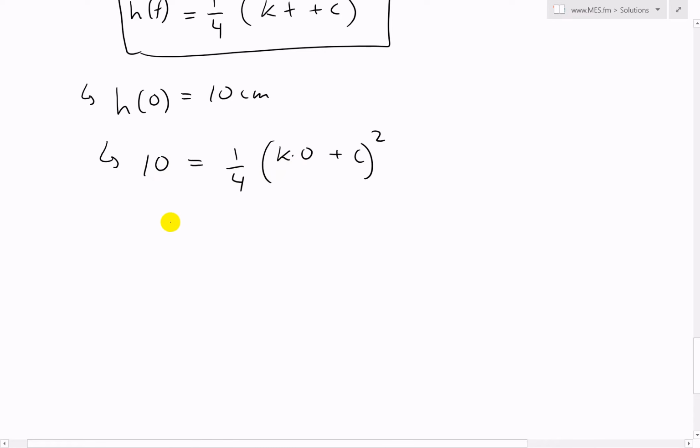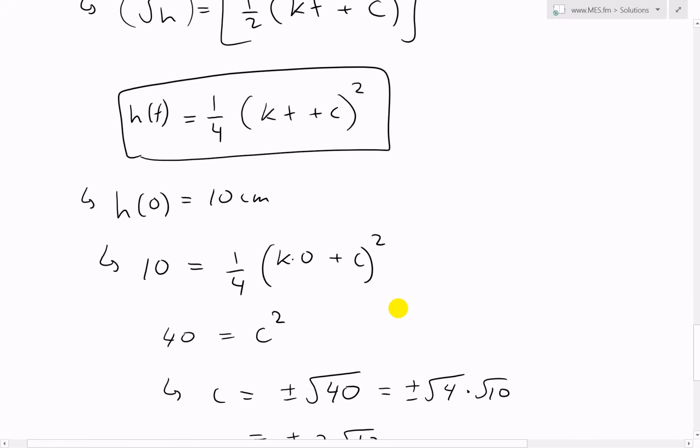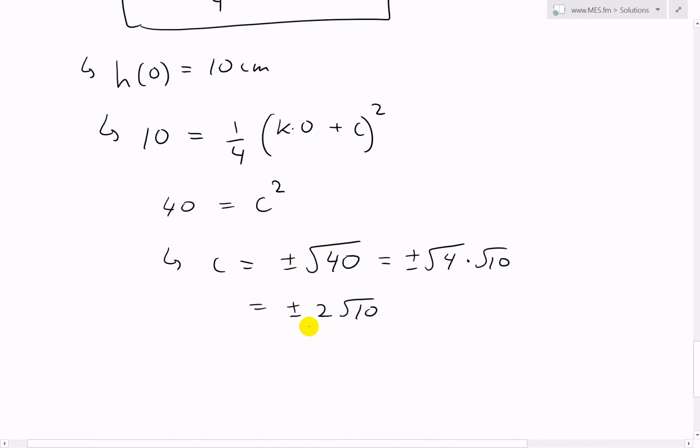Move this 4 over to this side, we get 40 equals c squared, and then c is equal to plus or minus square root of 40. Again, this is plus or minus because when you square c, it's always positive. To simplify this further, it's the same thing as plus or minus square root of 4 times square root of 10. The square root of 4 is just 2, so this equals plus or minus 2 times square root of 10. So if we evaluate it for h of t right away, we get a plus or minus something like this. So that's our c.